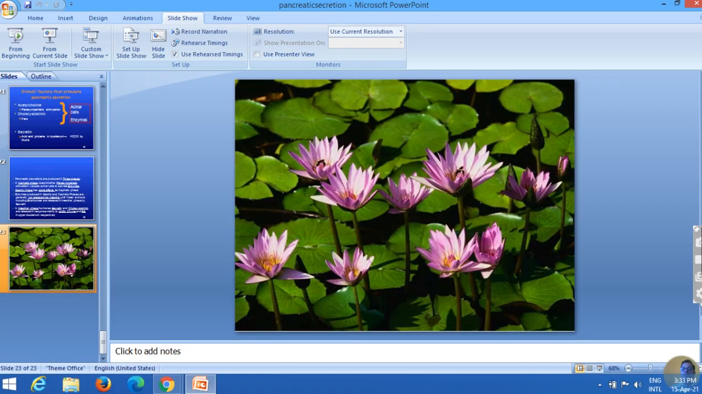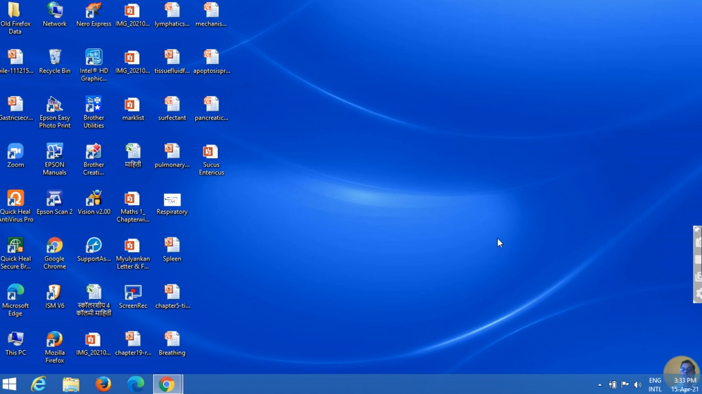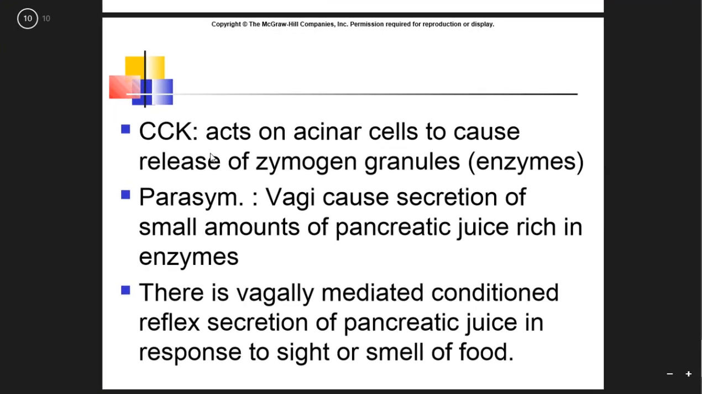See, this is what I have covered with the pancreatic secretion. So in the morning we went through the gastric, then we went through the effect of secretion which has come out from the gastric portion.